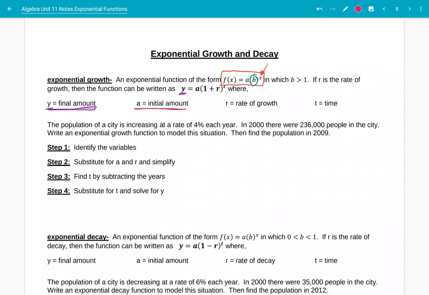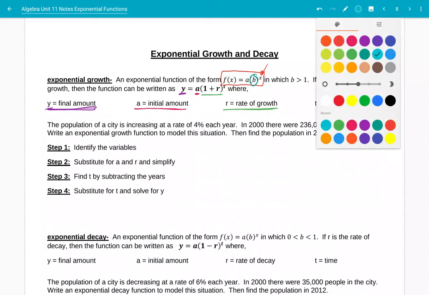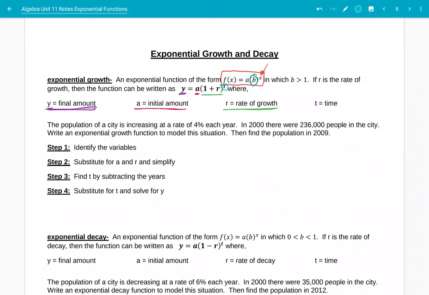A is your initial amount, the starting amount, what you start with. 1 plus R, that's the rate of growth. And then T, that's time.